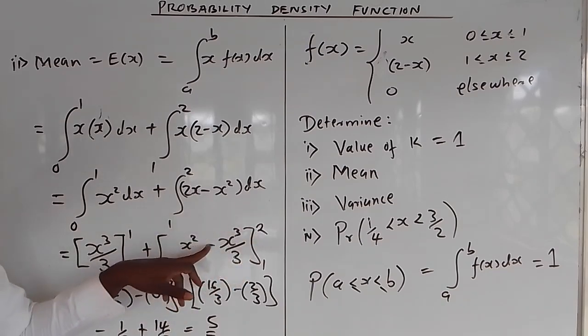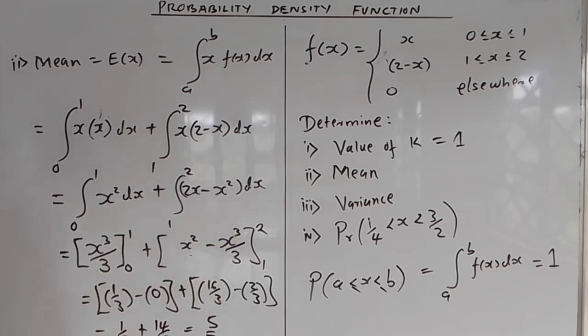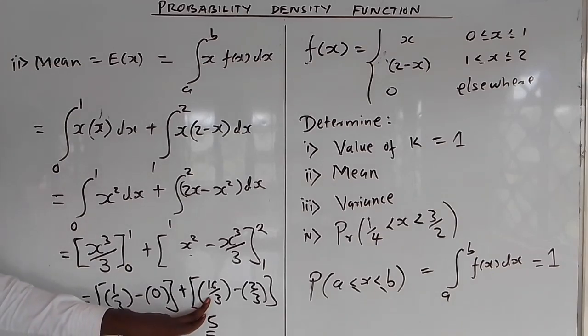This is 2. 4 minus 8 over 3. 2 cubed is 8 over 3. 4 minus 8 over 3. It is 4 over 3. Do you see? It is 4 over 3. So that is where the problem is when we wrote 16 over 3.